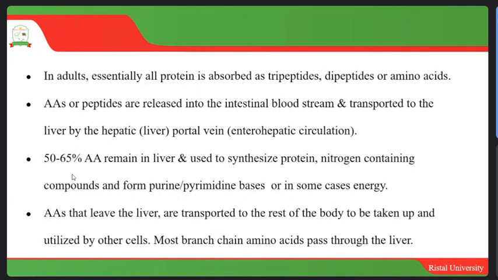So much as these amino acids are passed, a bigger percentage, 50 to 65%, is retained or utilized in the liver for protein synthesis and the manufacture of nitrogen-containing compounds. The rest of the body also utilizes the same amino acids. So what passes via the liver goes into the other parts of the body and is utilized for other functions like growth, formation of the immune system, and repair of tissue cells. So that's basically it about that.